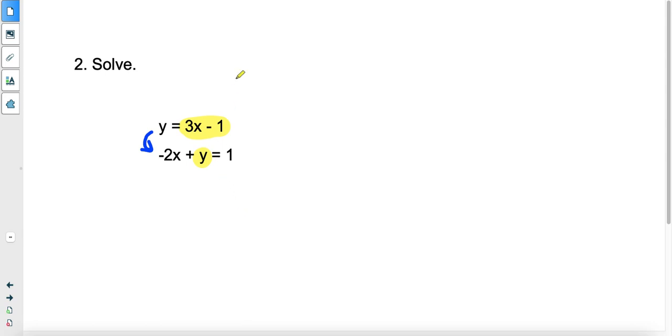So let's do that. So first of all, I know negative 2x plus y is equal to 1. And now, in place of y here, I can plug in 3x minus 1.